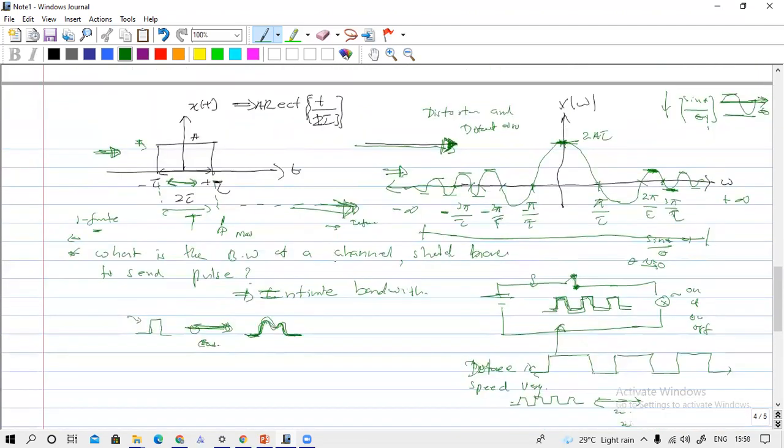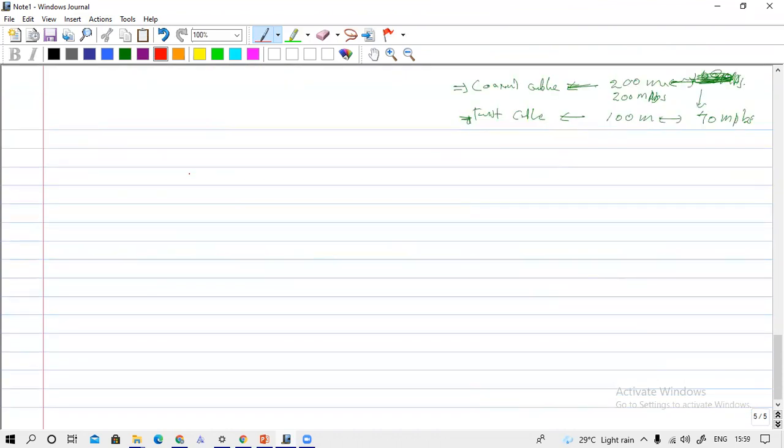Again, I will try to tell you another thing here. This is tau. Say I have selected tau by tau. I will write it here again. Do you understand what I am talking about here?